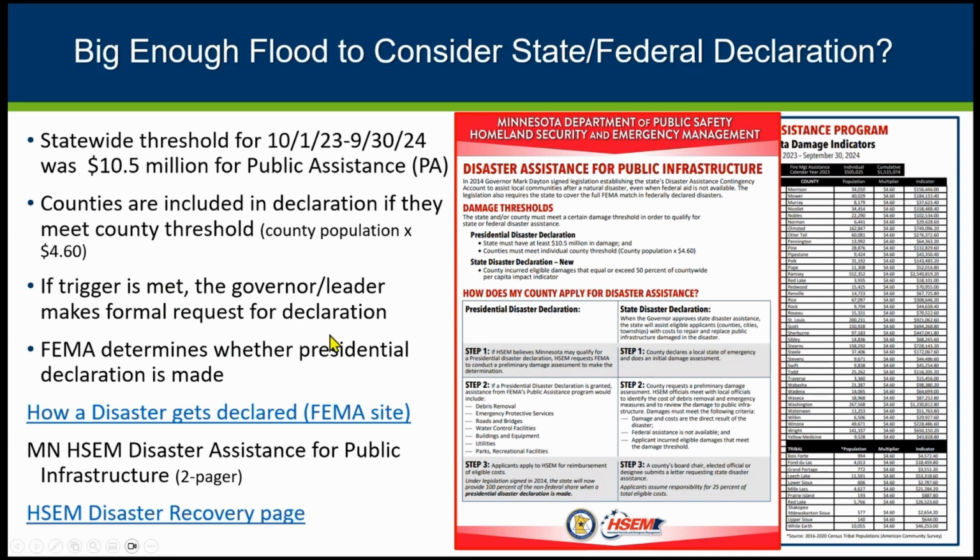In general, the state declarations take half of whatever the trigger is for the presidential declarations. And that's something unique in Minnesota. Other states don't have those same kind of state declarations, but we've had some pots of money since 2014, the disaster assistance contingency account, so that communities can get that help, even if there's not enough damage to trigger a federal disaster declaration. And we've had many state disaster declarations.